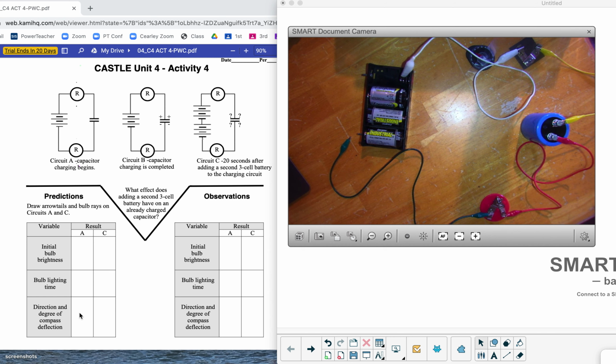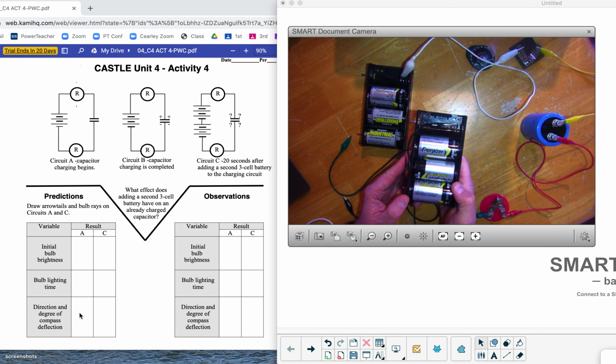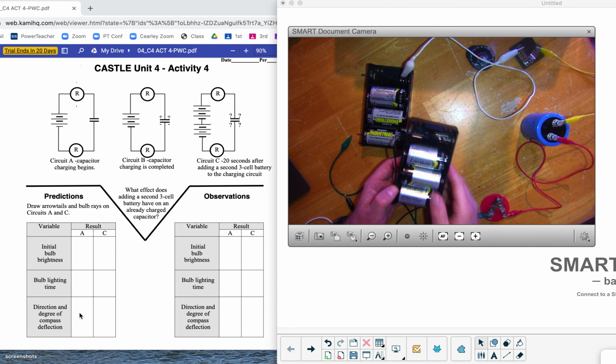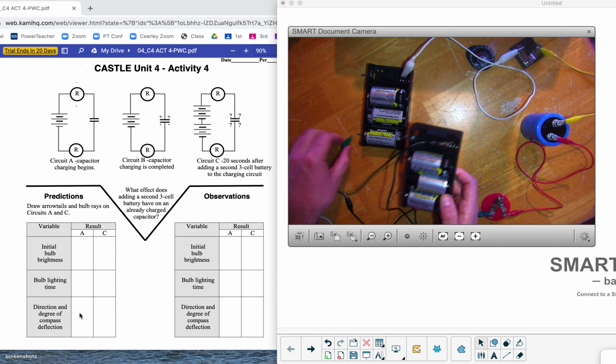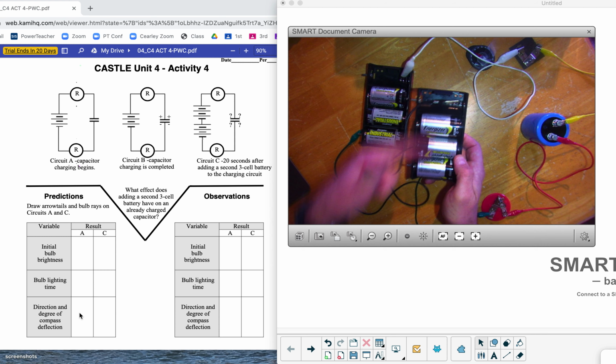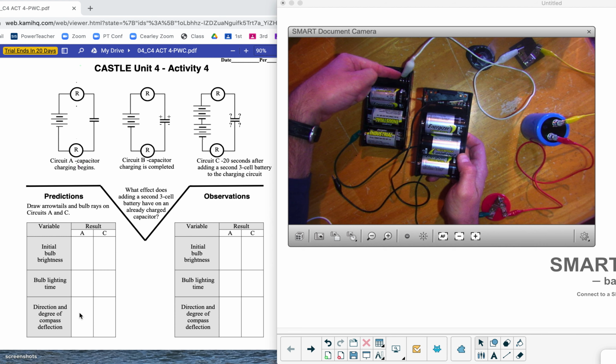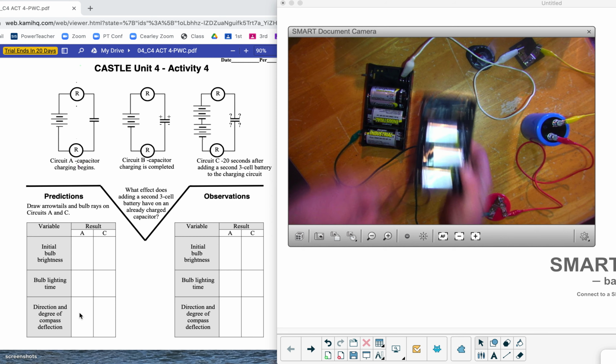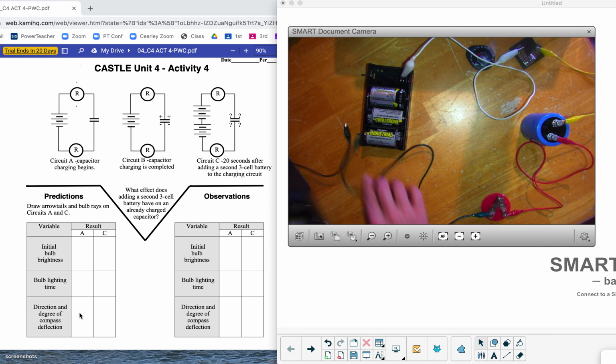Welcome back. Now that you've made your predictions for circuit C, we're going to see what happens when we add a second 3-cell battery pack to an already charged capacitor. So we had previously charged the capacitor, right? Now we're going to make sure that this battery pack is facing the same direction. The red springs were up top, blue bolt down below, and we're going to set this up the same way.